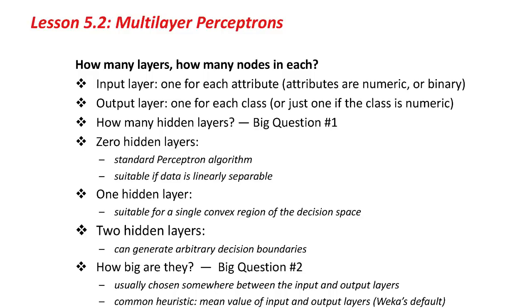However, people don't necessarily use two hidden layers because that really increases the number of connections, that is, the number of weights that have to be learnt. And the next big question is, how big should the hidden layers be? They're usually chosen somewhere between the input and output layers, and a common heuristic, Weka's heuristic, is to use the mean value of the input and output layers.